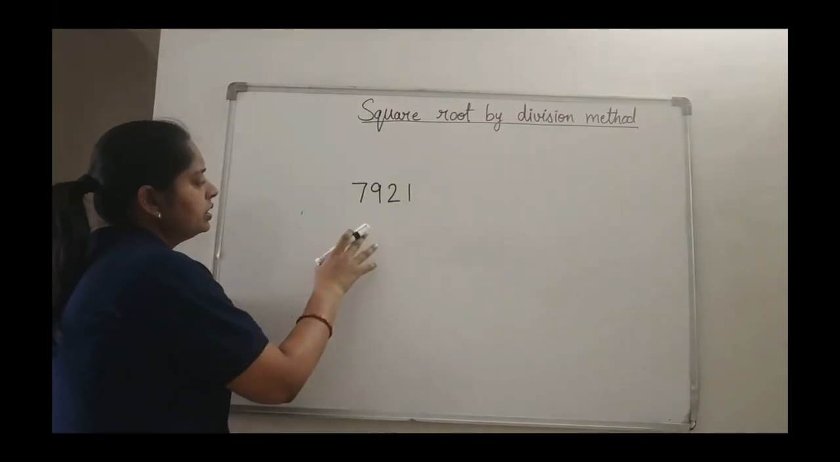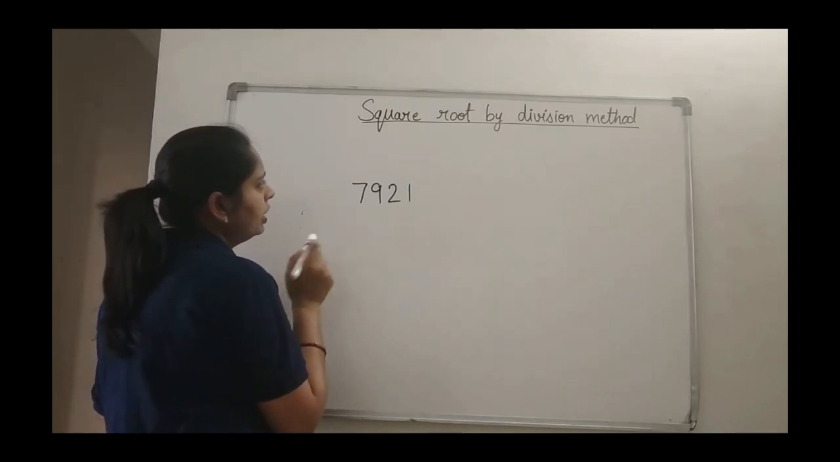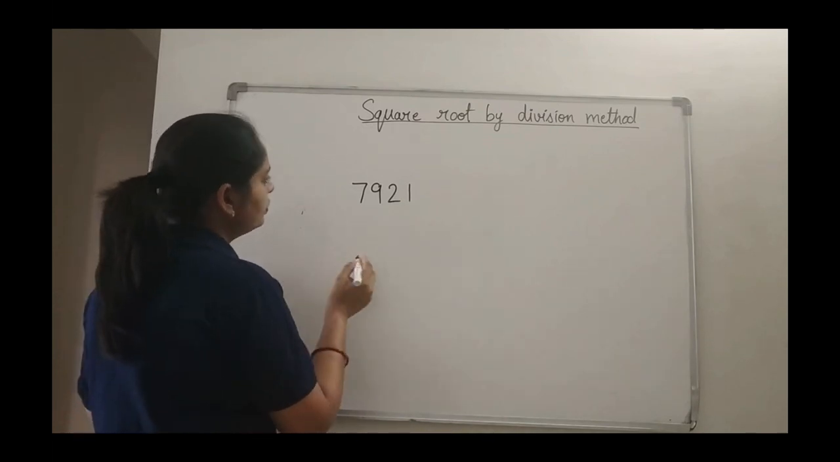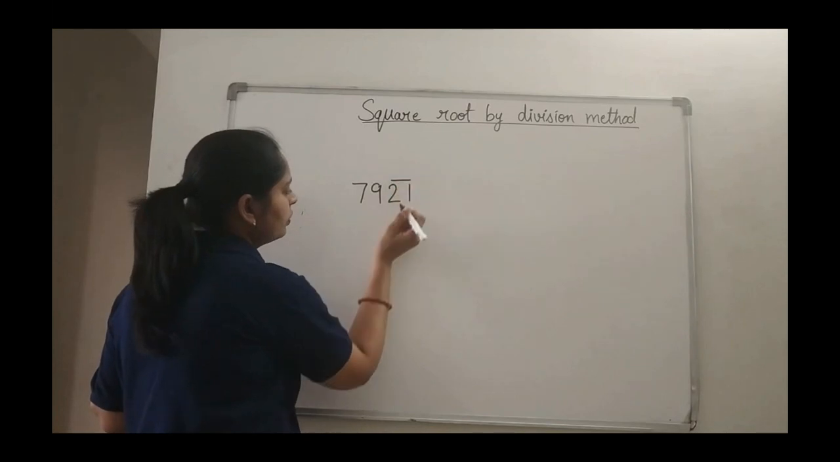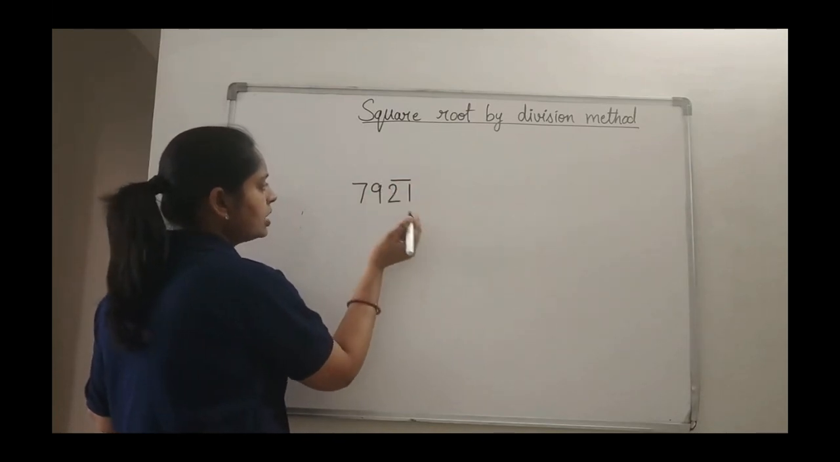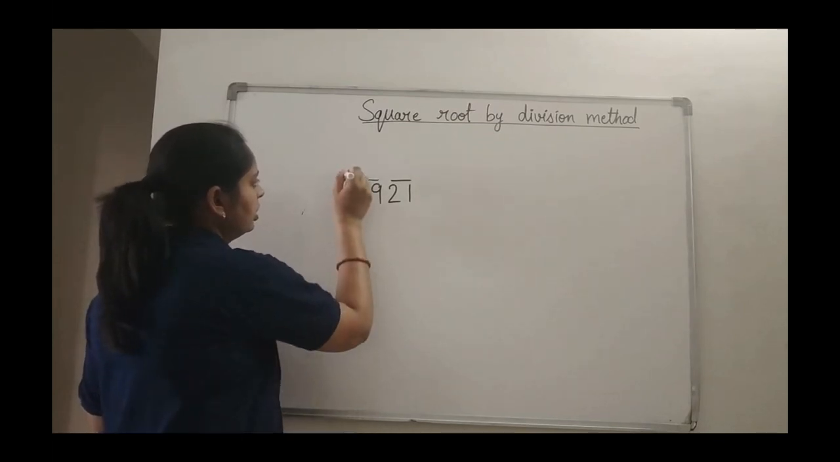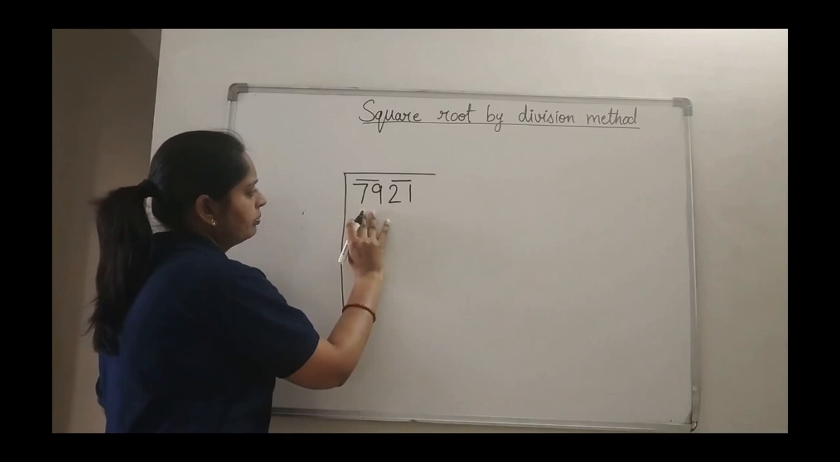Okay. Now see the second number. We are having 7921 and we have to do the square root by division method. So what step we have to follow? First we have to make the bar. So pairing of 21. From the right corner we are starting, and then the next pair, and then with the lines like this.